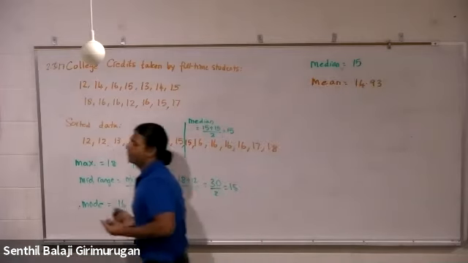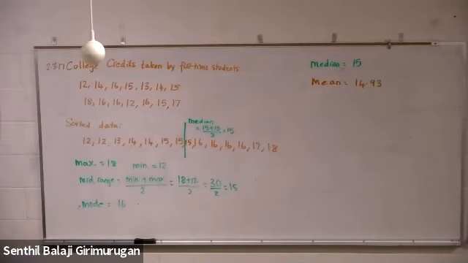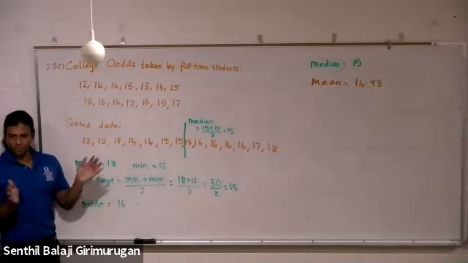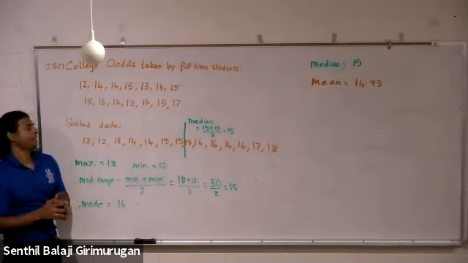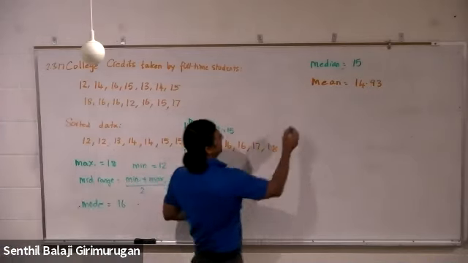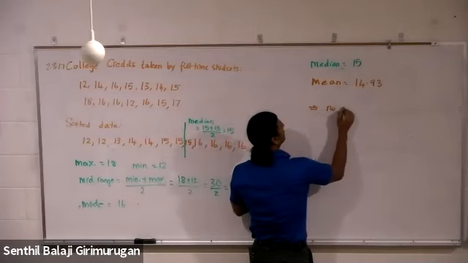So the mean is 14.93. If you observe, the observations are very close to each other. The mode, the mid-range, the median, the mean, they're all very close to each other. So that simply implies to me that there is no skew.